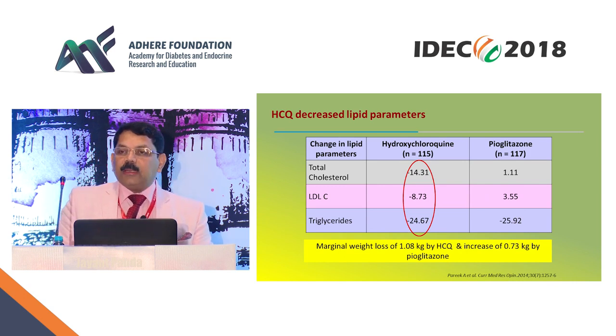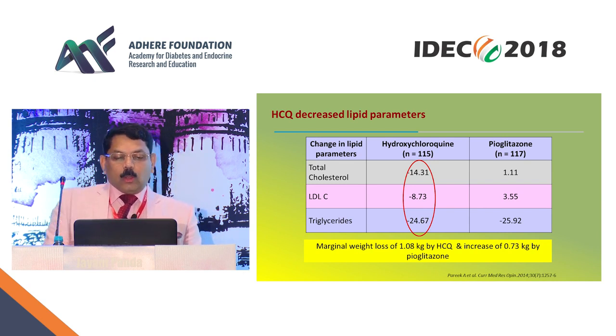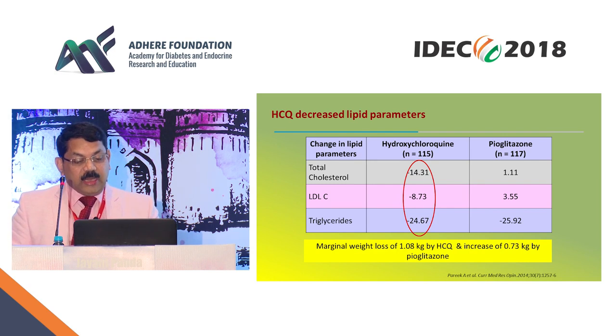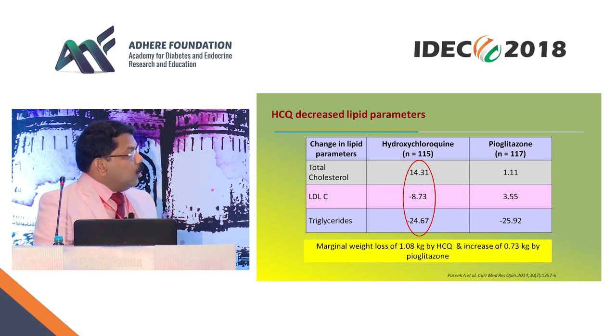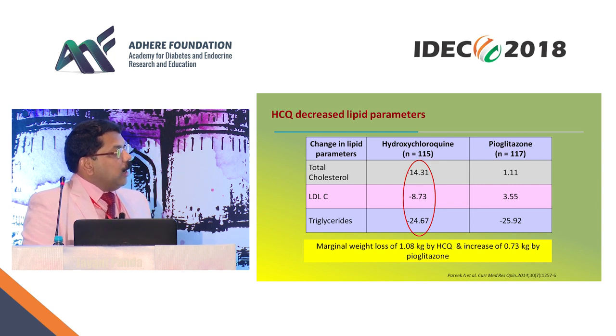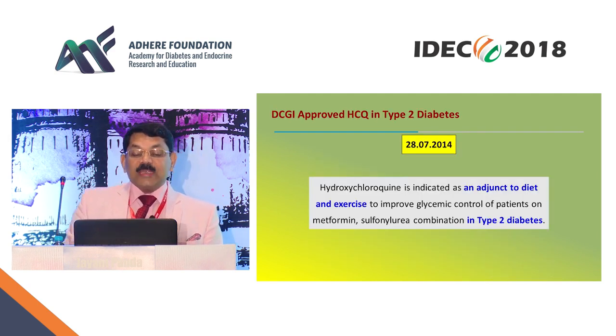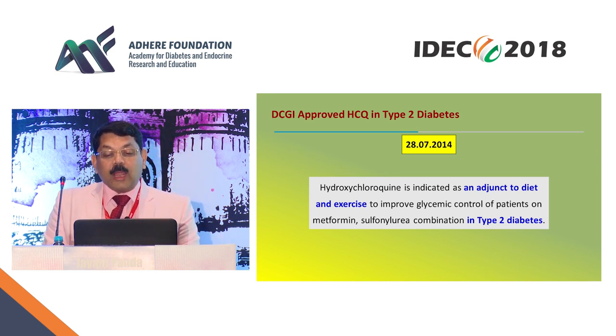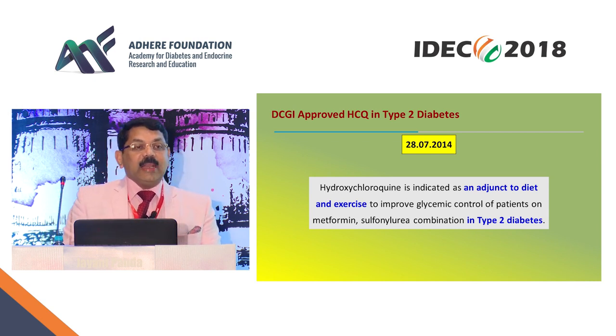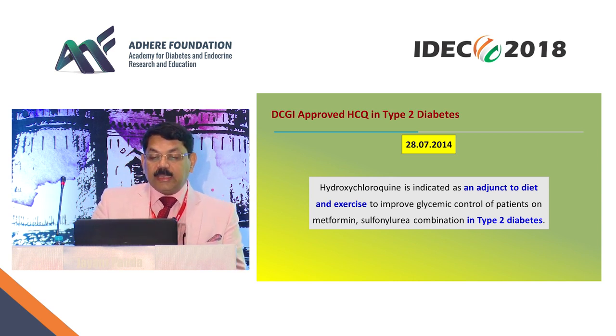So it decreased the lipid parameters as well. If you ask for the pleiotropic effects, it decreased the total cholesterol, LDL cholesterol and the triglyceride, and also the weight loss was 1.08 kilos, and the pioglitazone group had an increase of 0.73 kg, which shows the difference. So basing on these data, the DCGI approved it in type 2 diabetes in 2014 as an adjunct to the diet and exercise, and it has been since there in the protocol or the guideline, but unfortunately very less popular because the awareness is not there.